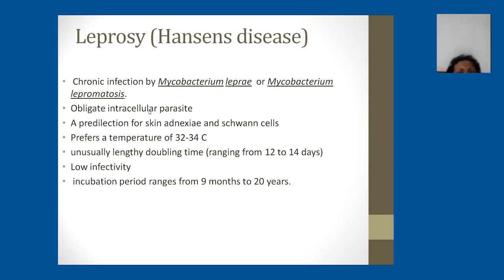And it's a very slowly dividing bacillus. So for one bacillus to become two, it takes 12 to 14 days, unlike E. coli, which divides in 20 to 30 minutes. As a result, it has a very long incubation period. So once the organism enters your body, to get skin lesions, it might take 9 months to 20 years. And it has a low infectivity. Majority of people who get the bacillus don't get the disease. Right? Now, if you know this, you can actually work out the condition.